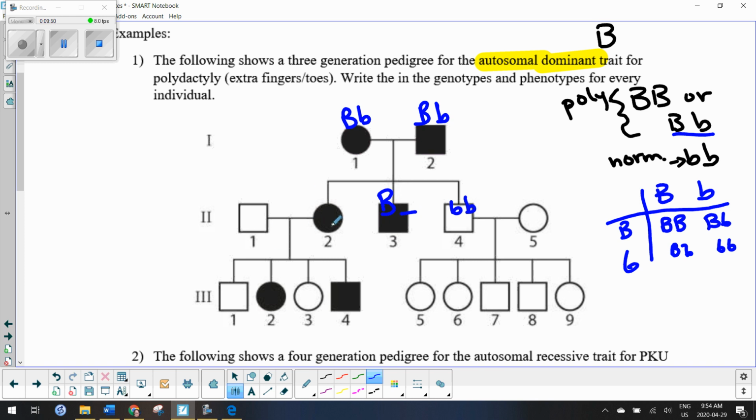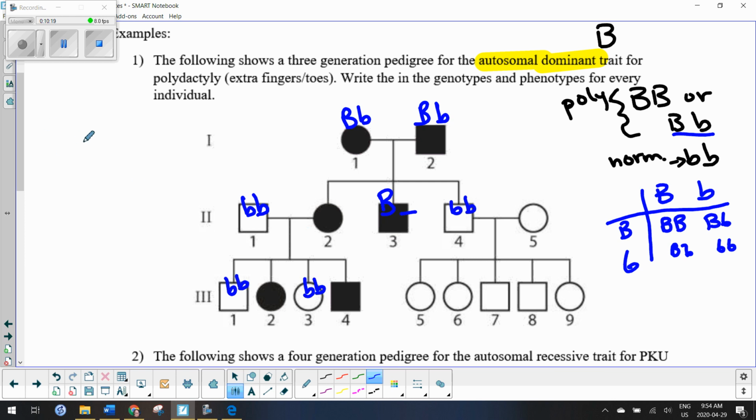Now looking at person 2 in generation 2, I know that the male that she mated with is little b, little b. Person 1 down in generation 3 is little b, and person 3 is down here. Anybody that's not shaded is little b, so I know all of these guys are little b as well. So I have to figure out what number 2 is.